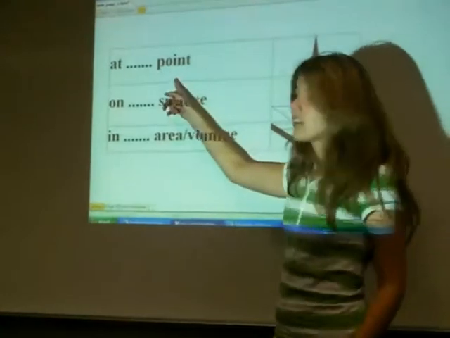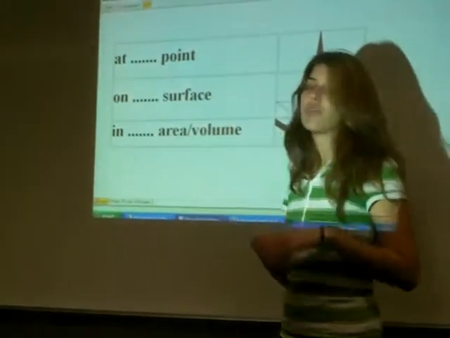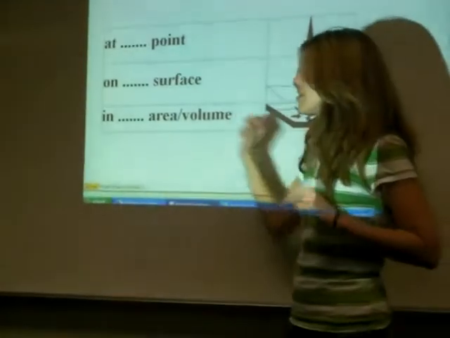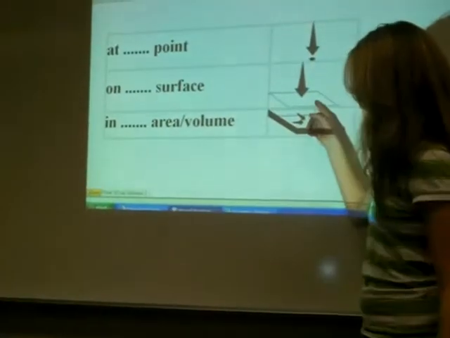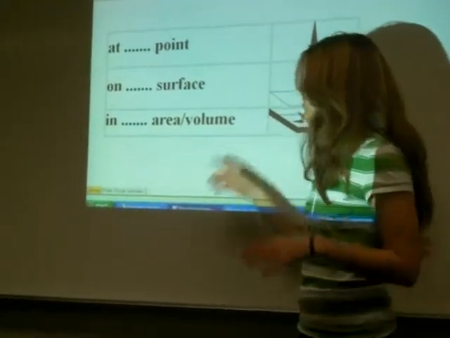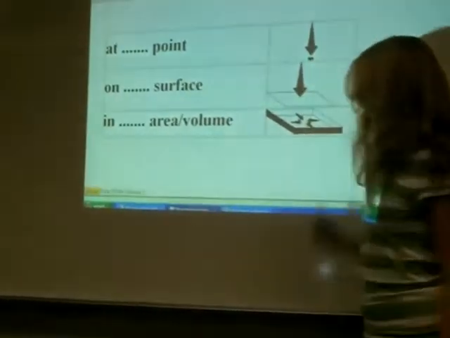One of the most common mistakes we found in our essay is the misuse of the prepositions at, on, and in. In the first case, for example, we use at when we're going to refer to specific points, like in this case. Then we use on when it is about a surface, and in when we're going to refer to a specific volume or area, like in this case.